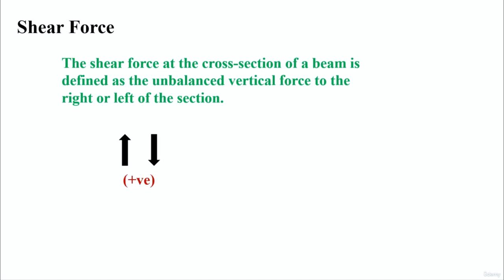Here are the sign conventions. You can consider this as the left and this as the right. Right side down and left side upward is positive. Similarly, right side up and left side down is negative. So this is the sign convention. You can keep it in mind while always calculating the shear force.